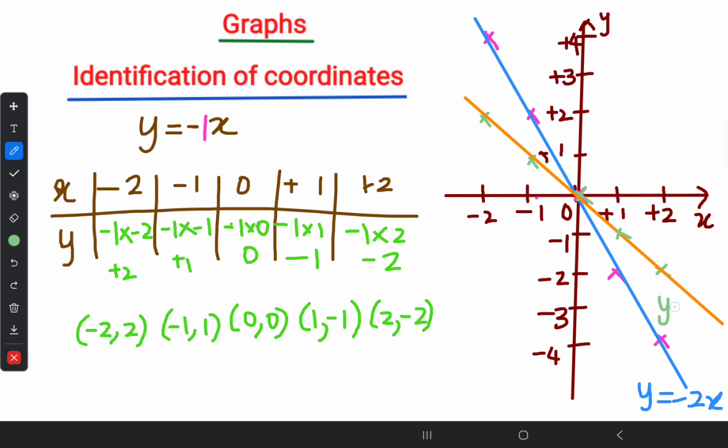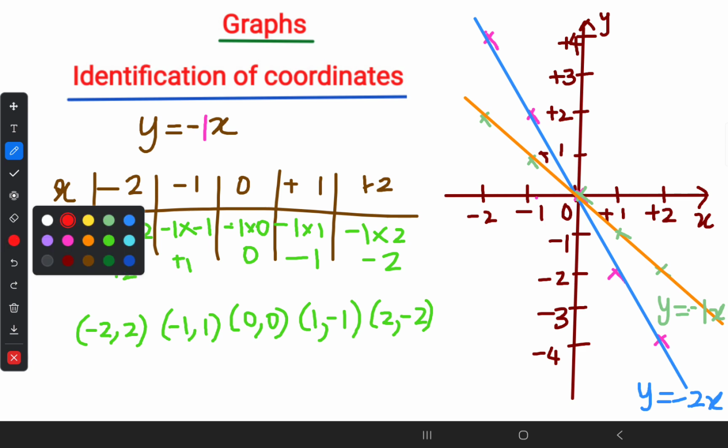The orange color one is representing the y equals negative 1x graph, and the previous one is showing the y equals negative 2x graph. So look at this. If the gradient value is changing, no matter whether it is positive or negative, the slope is increasing. We have to measure the slope from the negative region of the x-axis. Just keep it as stable.